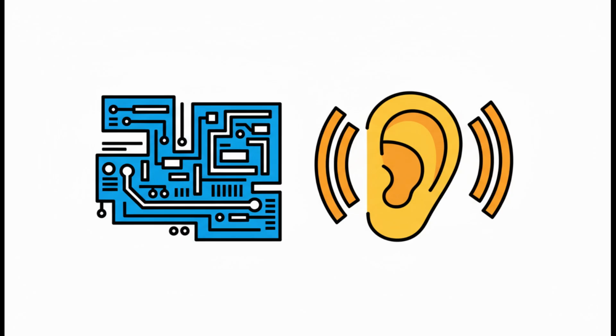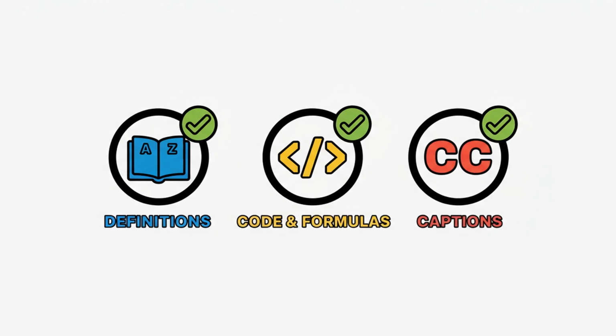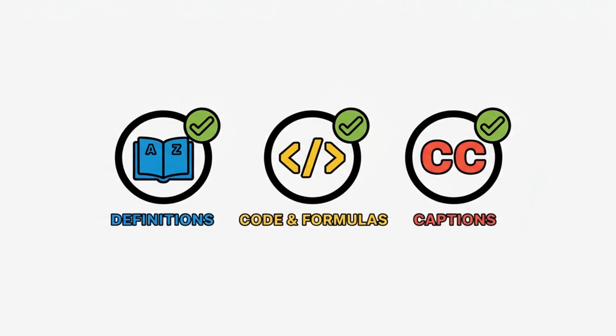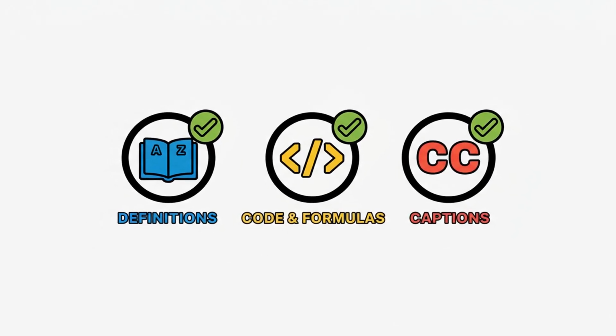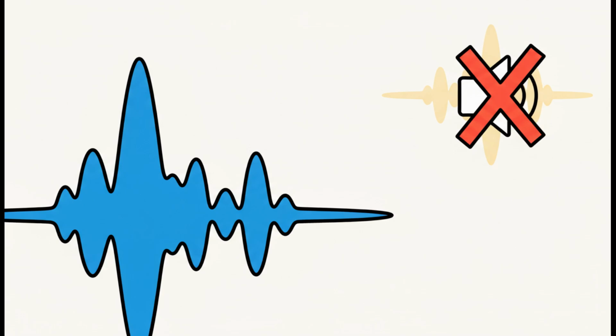Pair complex visuals with voice. Avoid reading paragraphs of text aloud while the same text sits on screen. Use on-screen text when precise wording must be retained: definitions, code, formulas. Also use it when audio isn't feasible, or accessibility requires captions. Keep audio crisp and clean. Remove music under voice unless it's very subtle and purposeful.